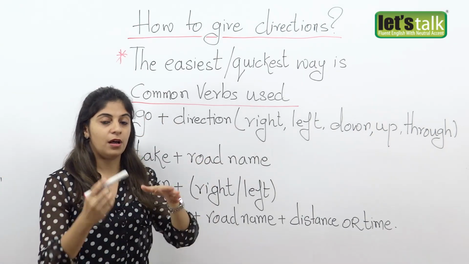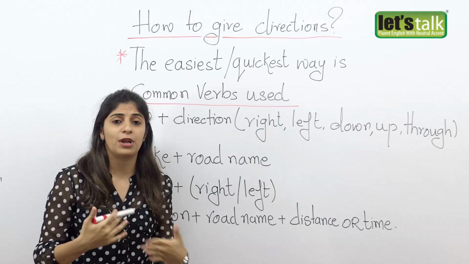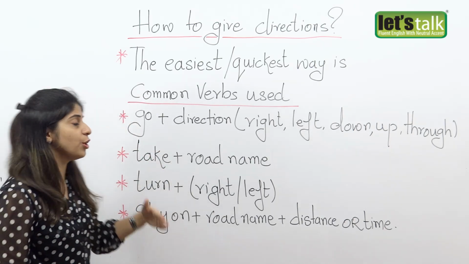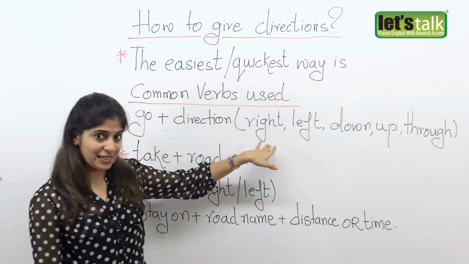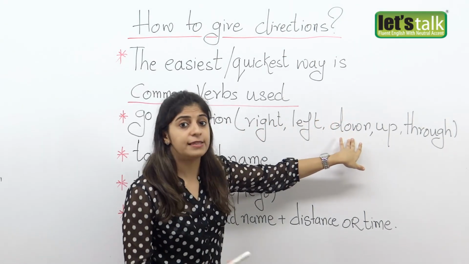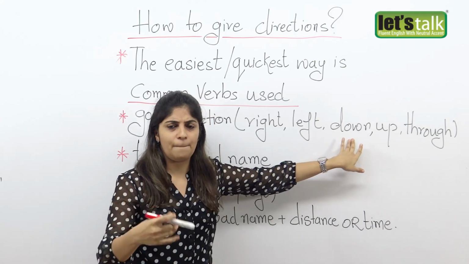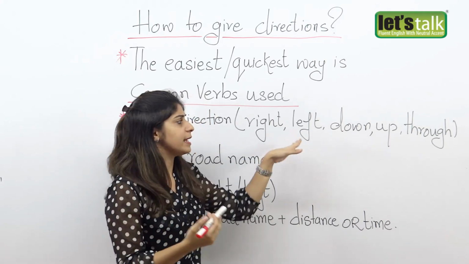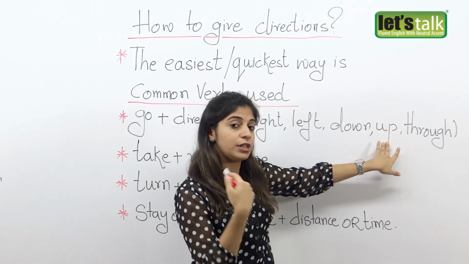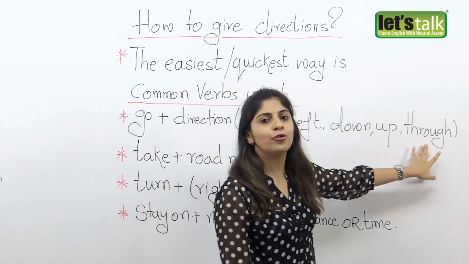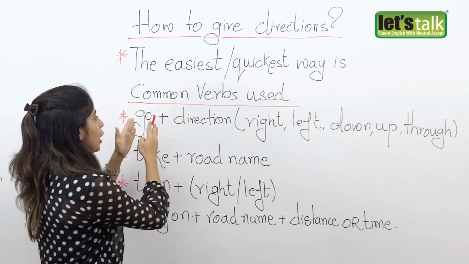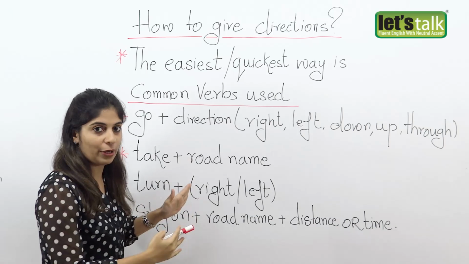So if someone asks you, where is this church located, and now you have to give the direction, you would say go right, or go left, or go down the slope. Maybe it's a big hill, so you would say go down the slope, or go up the hill, or go up the slope, or go through a tunnel. I hope you got that. So you would say go plus the direction, okay?